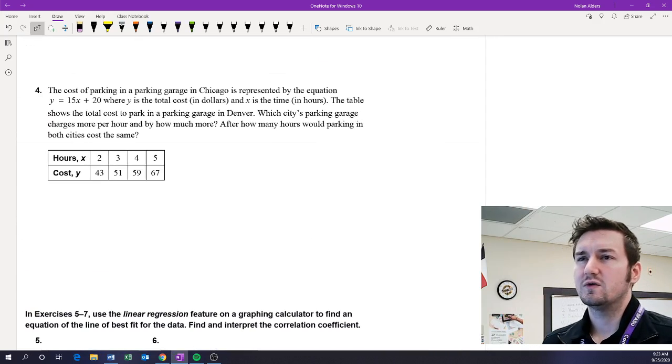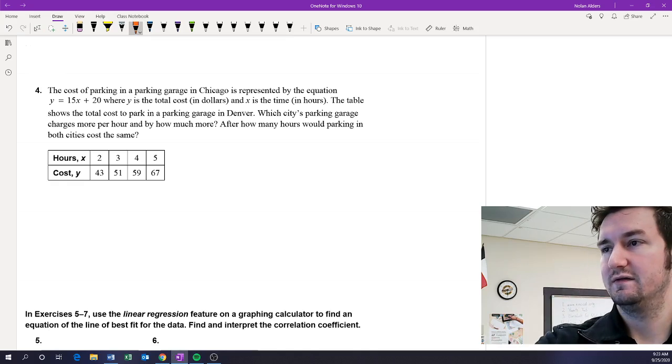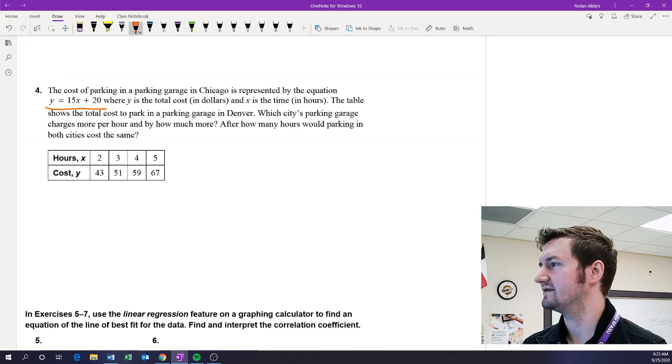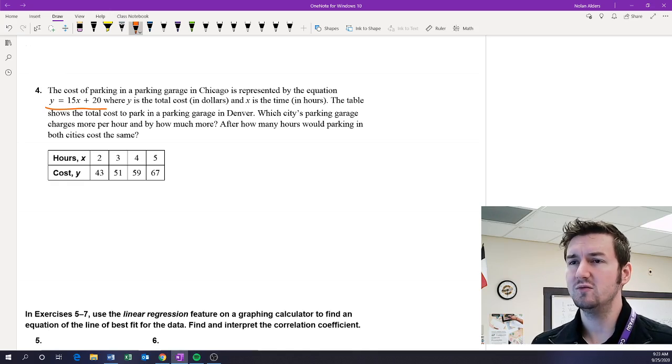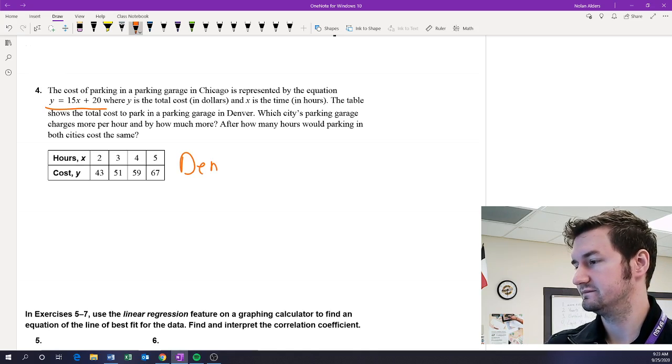Okay, so we've got a little word problem here. The cost of parking in a parking garage in Chicago is represented by this equation. We're going to underline that because that's going to be important. Y is the total cost in dollars, and X is the time that you're parked in the parking garage. The table below shows the total cost to park in a parking garage in Denver. So this is Denver.